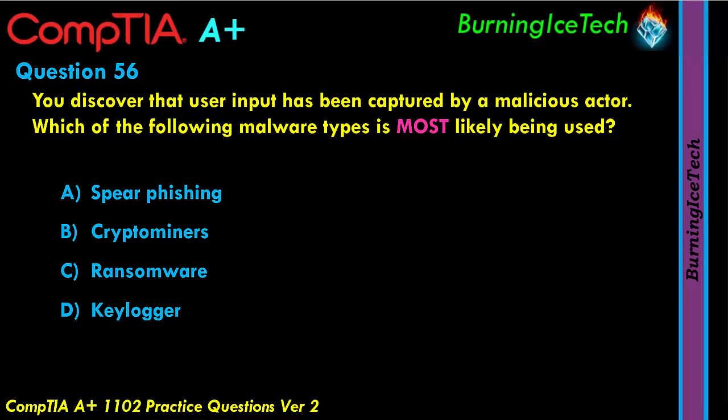That is spear phishing. I'm not just randomly sending this email out to random people, I'm sending it to a specific person. I want to get a specific person's username and password. That is spear phishing, and that is not what's happening in this question. So it's not A. Is it B?